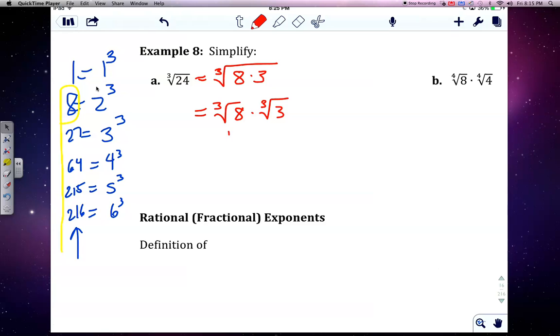The cube root of 8 is just 2. See that? So I get 2. And the cube root of 3, I can't break 3 up into one of these on the left-hand side. The cube root of 3 is not perfect, so I just leave it as the cube root of 3. And there's my answer.